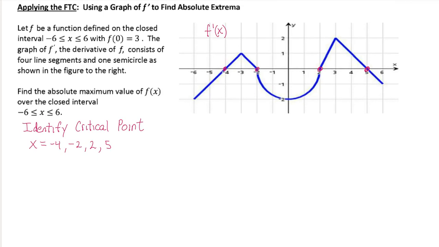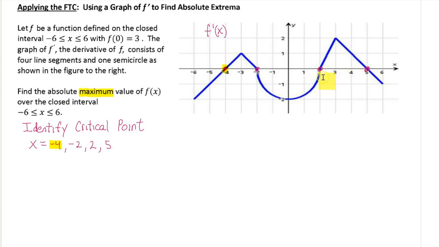Now, one of the things I can do is check all of those points, or I can try and figure out if some of those are maxes or mins. Remember, we're looking for the absolute maximum. If I look at -4, for instance, my derivative is negative, and then it changes to positive at -4. So f is decreasing, then f goes to increasing, which means that -4 is actually a minimum. I really don't even need to check this. This is a minimum on f of x, so I'm not going to worry about that one.